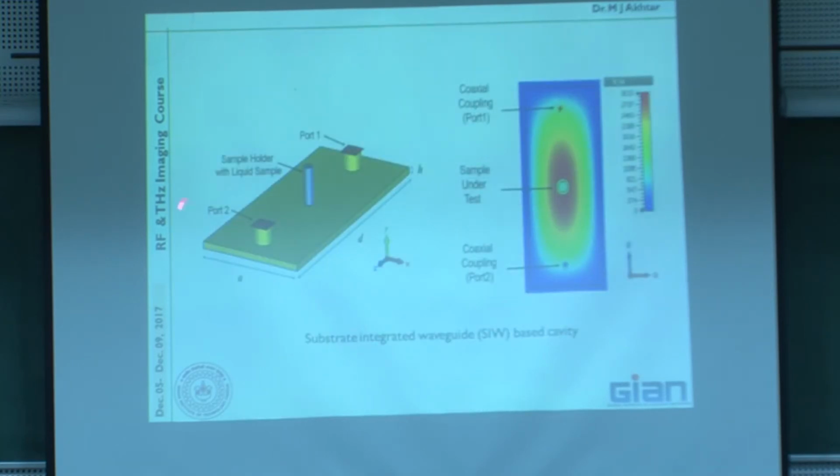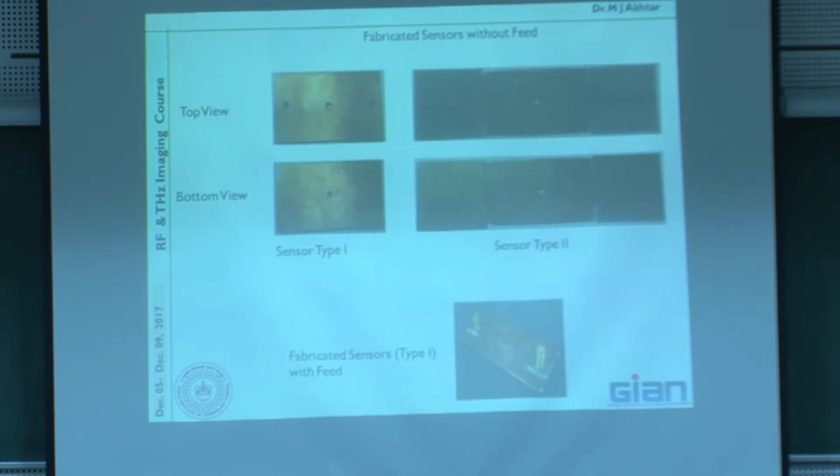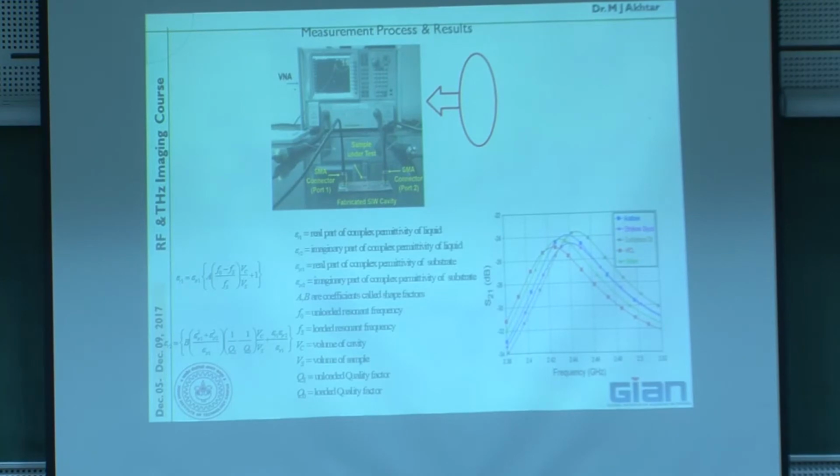But the idea is that this is a planar structure, and because it is filled with epsilon r, the length d will be less as compared to the equivalent free space case. This just shows how you can make it and put the sample inside. This one is for liquids, but you can also make it for solids.